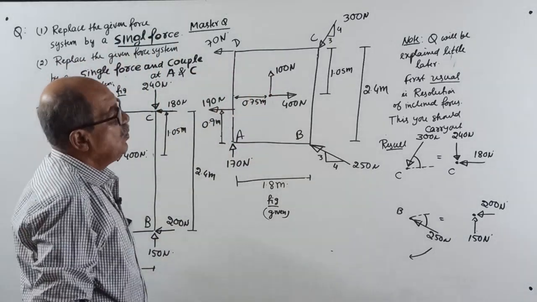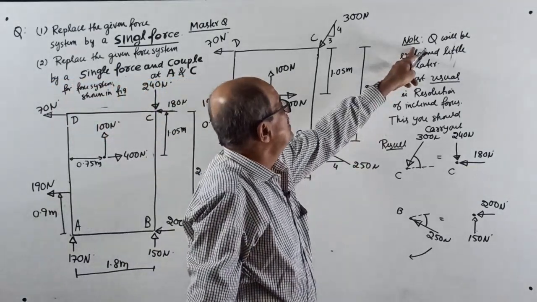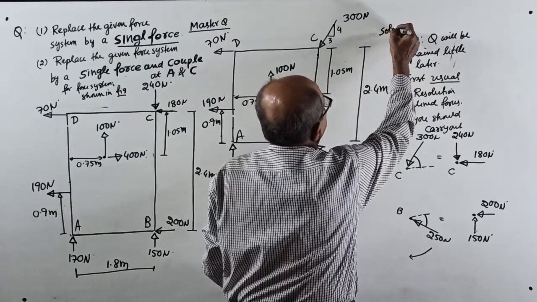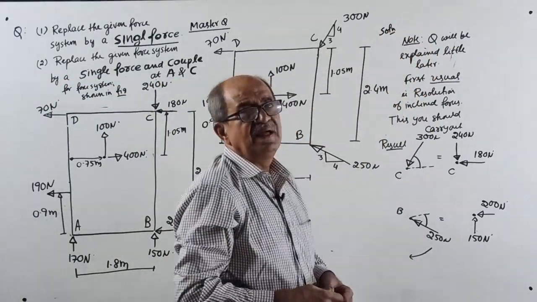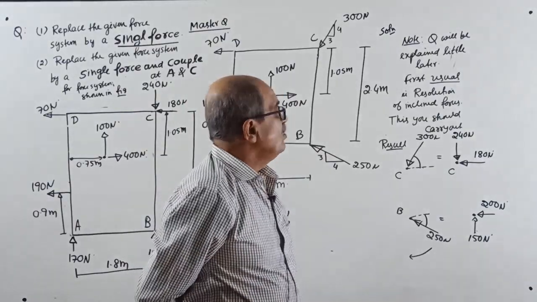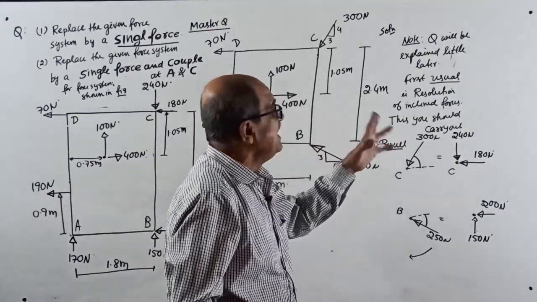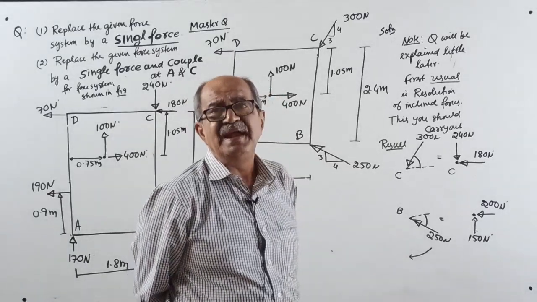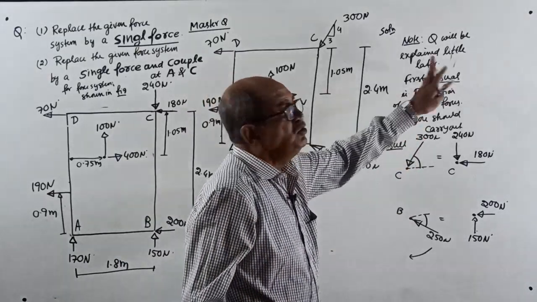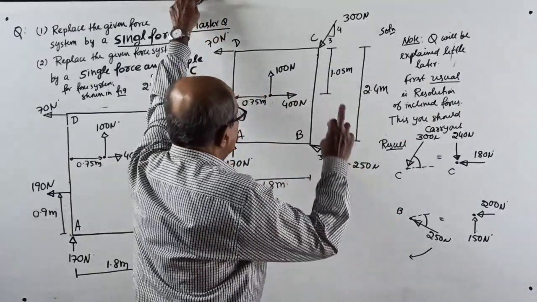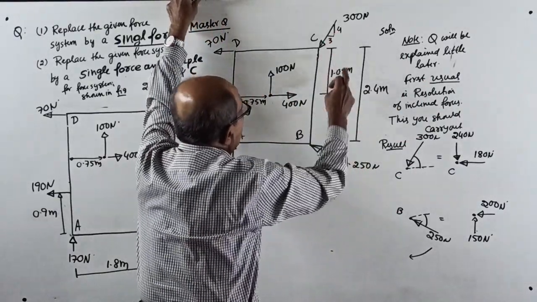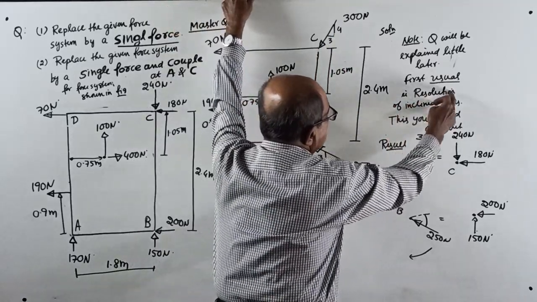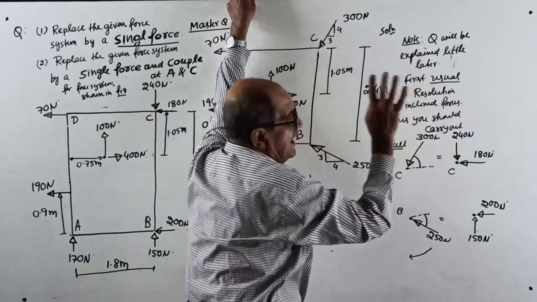Now, note this. I write, start solution from here. Solution. The question will be explained a little later. I'll tell you why. There is some reason: I want the board to be cleaned, or I want more space. So the question will be explained a little later. First, the usual. What is usual? There are two inclined forces here, one at C, one at B. Resolution of inclined forces, this you should carry out.